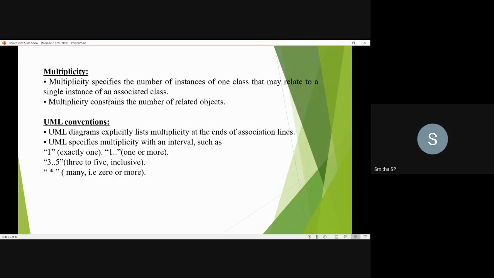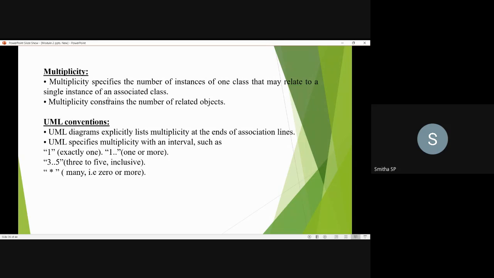So what does it mean? It means multiplicity specifies what number of objects of one class may relate to an object of its associated class. Here, multiplicity constrains the number of related objects. It means multiplicity tells us the number of related objects. It tells what number of objects are related.